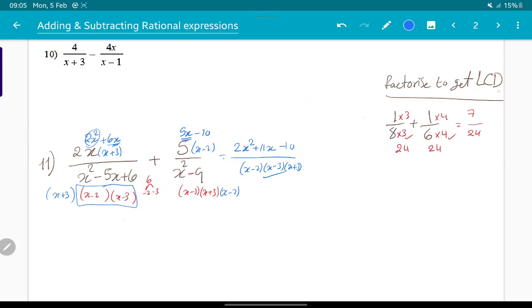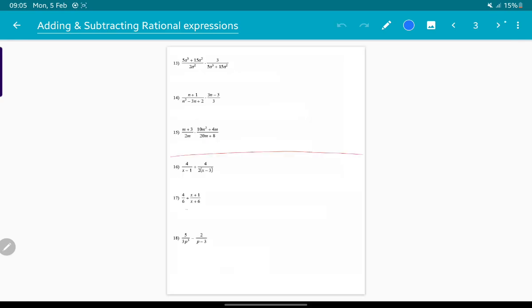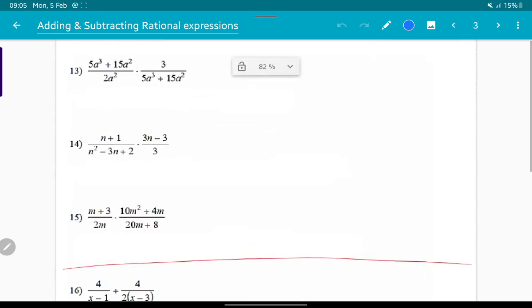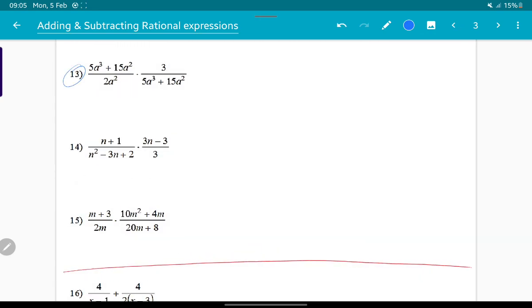This is everything about how to add. We have 4 types of adding and subtracting rational expressions. If you need to remember how to multiply or divide, this is for lesson 1. Multiply or divide.